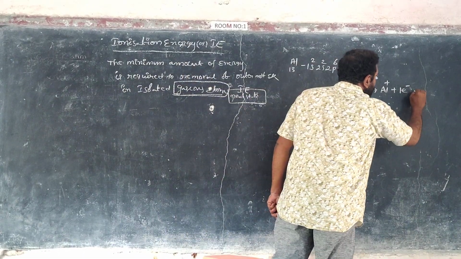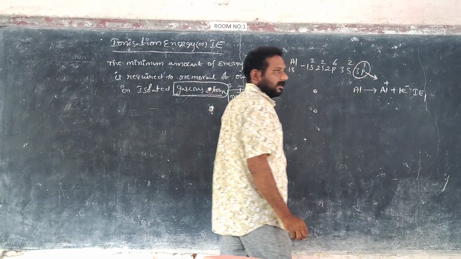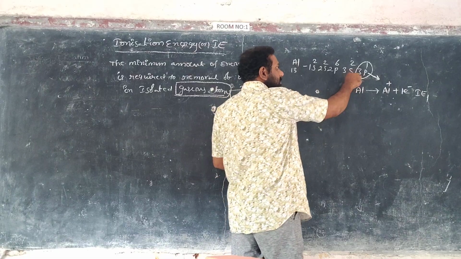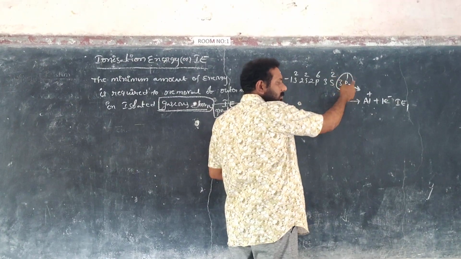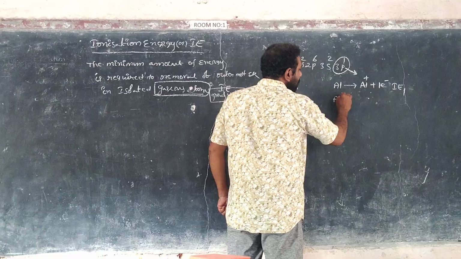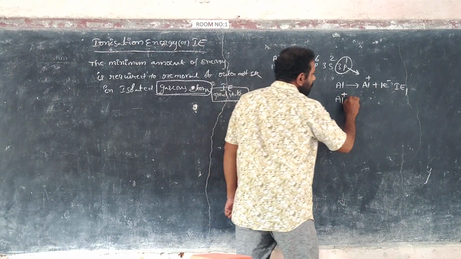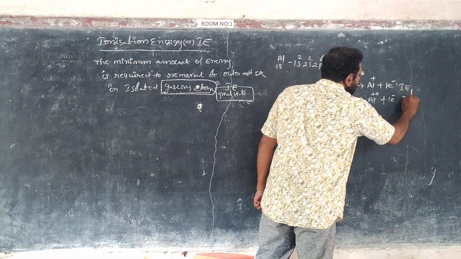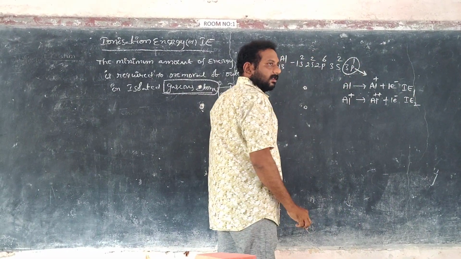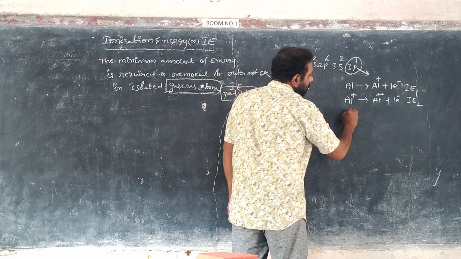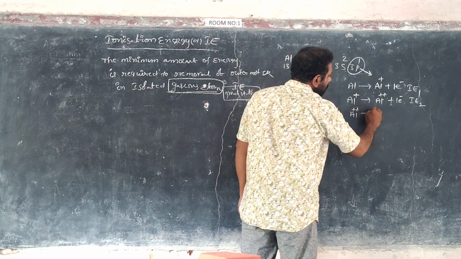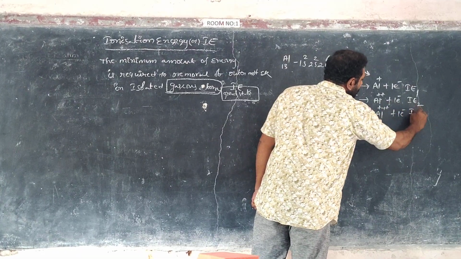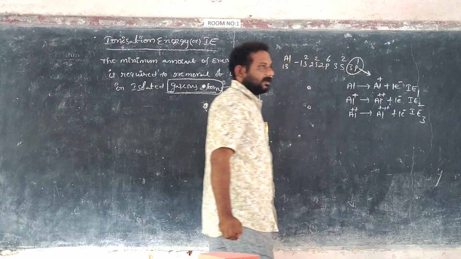This is called the first ionization energy, IE1. Then when a second electron is removed, Al plus becomes Al plus 2. That is the second ionization energy. Then another electron is removed, Al plus 2 becomes Al plus 3. That is the third ionization energy.